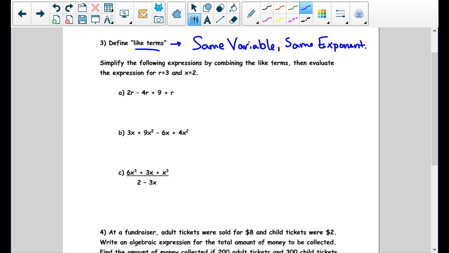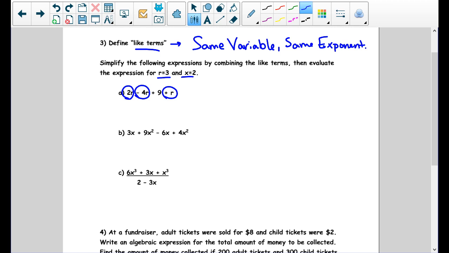Okay? So simplify the following expressions by combining like terms, and then evaluate given these two values. So we're going to simplify first, and then we're going to evaluate. So if I simplify this, I'm looking for the same variables. So R, and R. So I can combine all three of those.